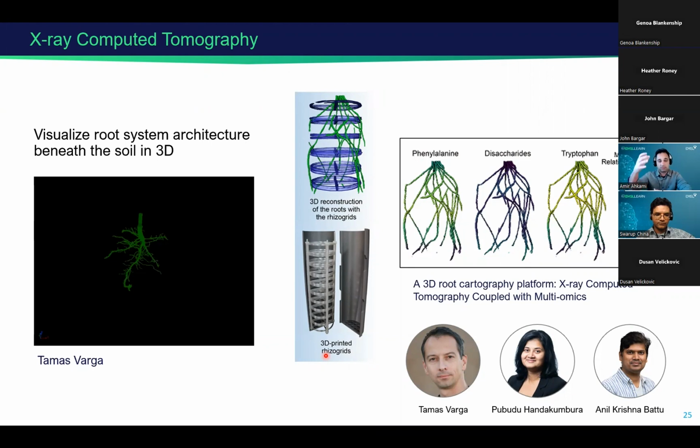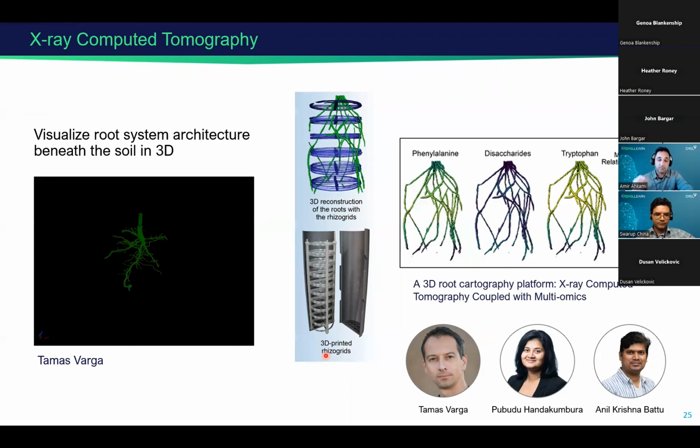So you put this in the pots as plants grow and develop the root system, and then you image them with X-ray computed tomography and generate that 3D model of the root system. And then this rhizogrid actually acts as a scaffold for physical support, and then you can get the root system out of the pot.